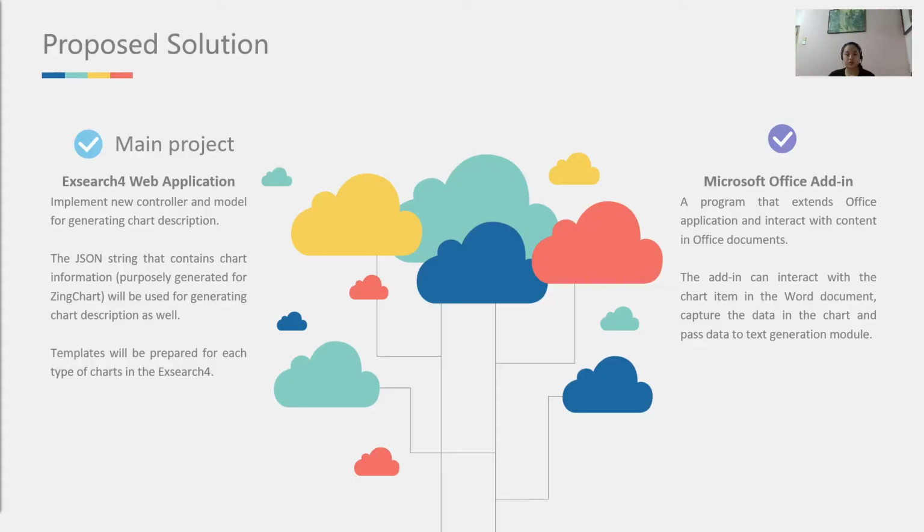And Microsoft Office add-ins are plugins or programs that extend Office applications. In this case, the application is Microsoft Word. So the add-in will interact with contents in Office documents. And in this project, the content that we will interact with is the chart object.